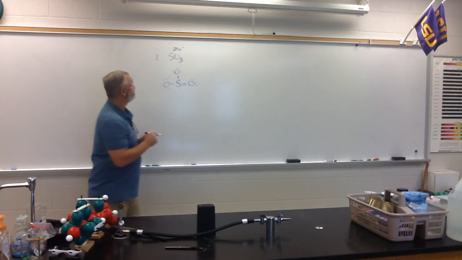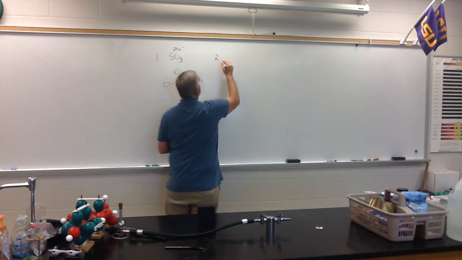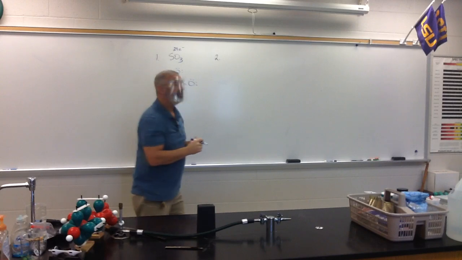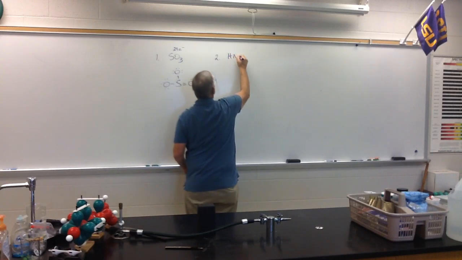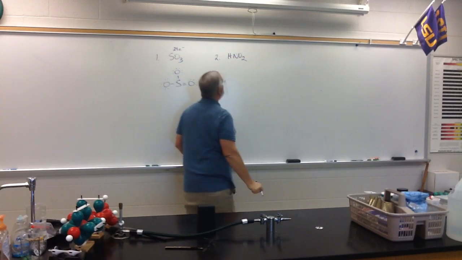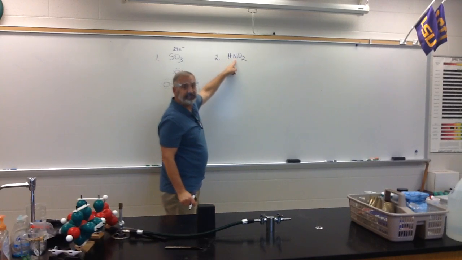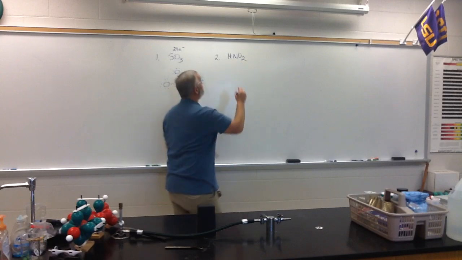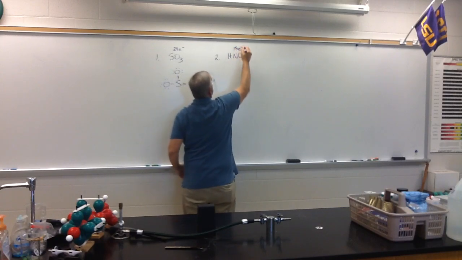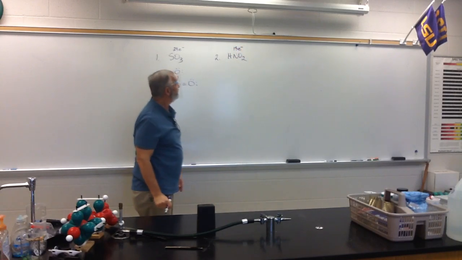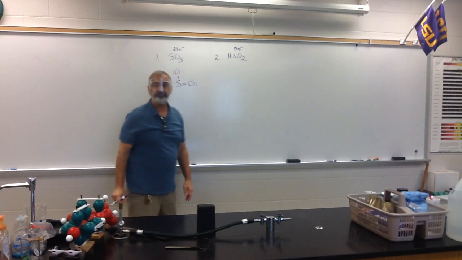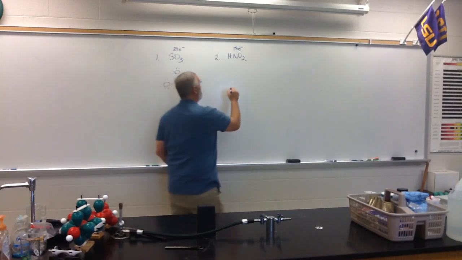What's the second one? HNO2. Okay, so this is another good one. Okay? So we count our electrons. 1 plus 5 is 6, plus 12 is 18 electrons. Okay? 18 electrons. So what's going to be my central atom? Nitrogen.